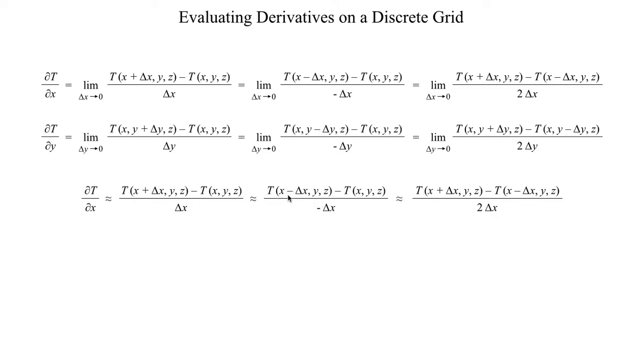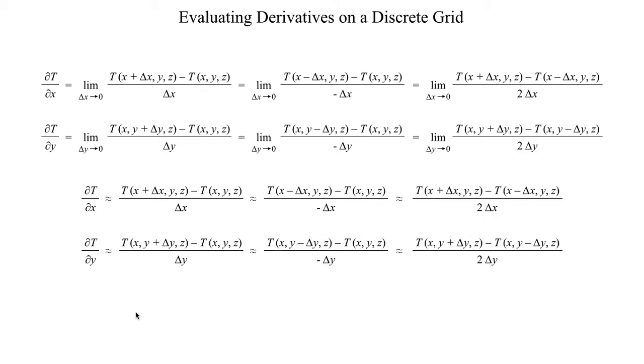We can do that for the other forms of the derivative too: x minus delta x over minus delta x, and x plus delta x minus x minus delta x, all divided by 2 delta x. When working with discrete data, this last form is usually the most accurate. And again, we can do the same thing for dT/dy: remove the limit from the equation, and approximate it using any of the forms we have here.